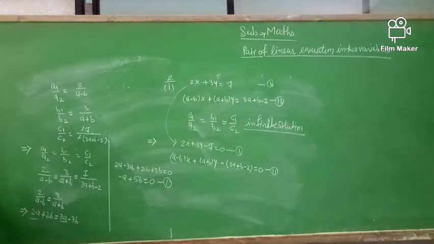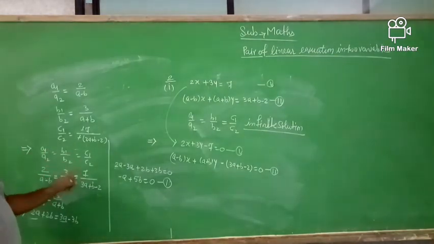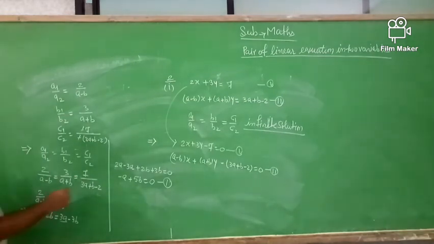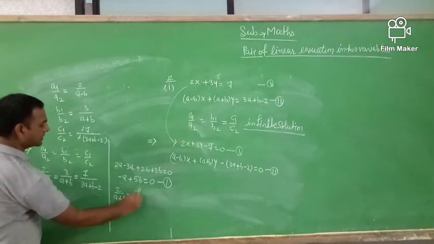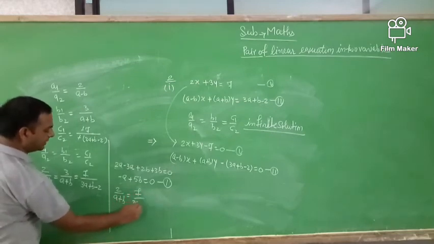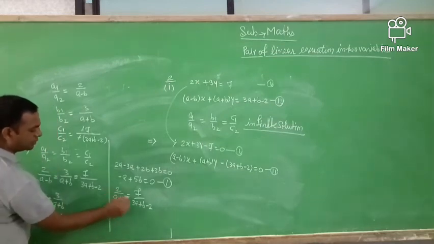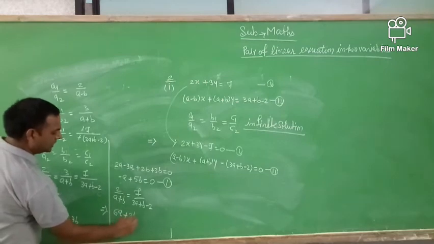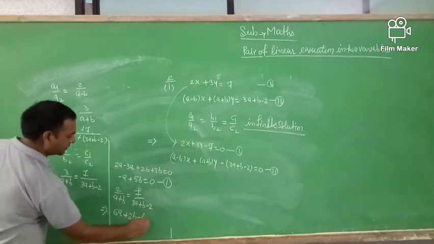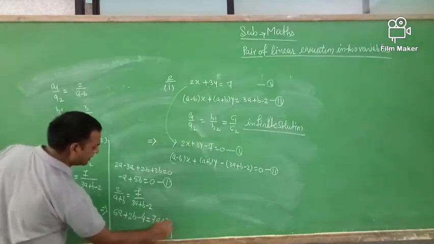In the second condition, you compare either a1 upon a2 to c1 upon c2, or b1 upon b2 to c1 upon c2. So I compare 2 upon a + b is equal to 7 upon 3a + b − 2. Then 2 3s are 6a plus 2 2s are 2b, and minus 2 2s are 4. This is equal to 7a + 7b.